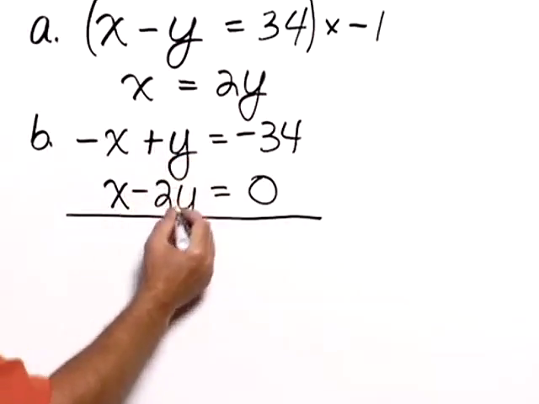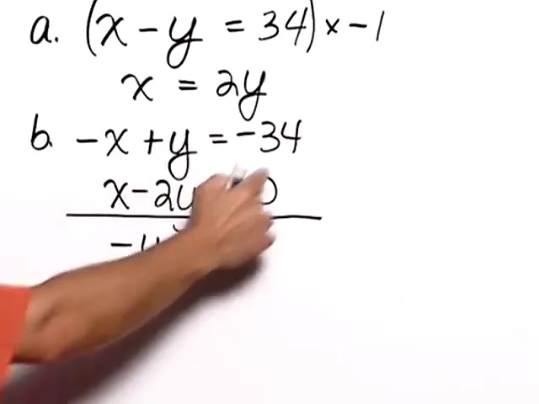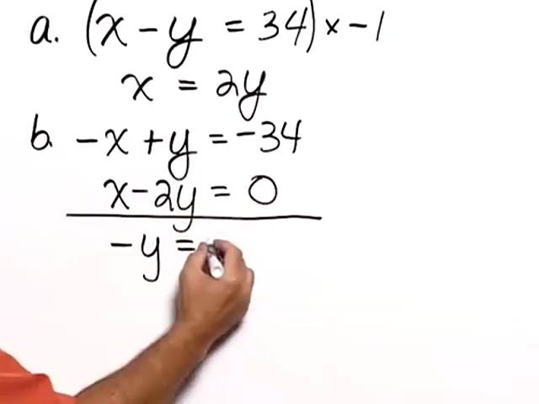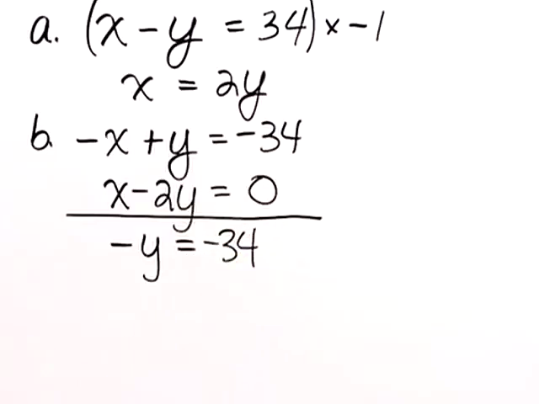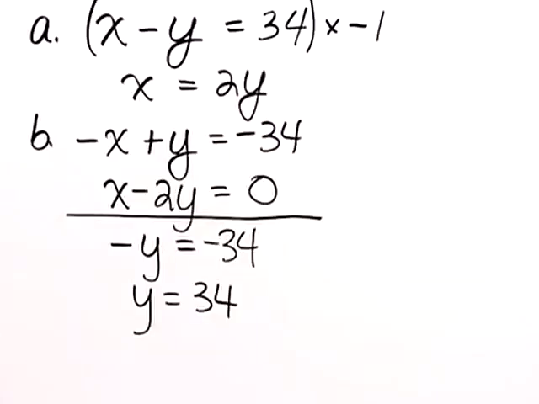y minus 2y is equal to -y. -34 plus 0 is -34. Now what we do is divide both sides by -1. That gives us a y value which is equal to 34.